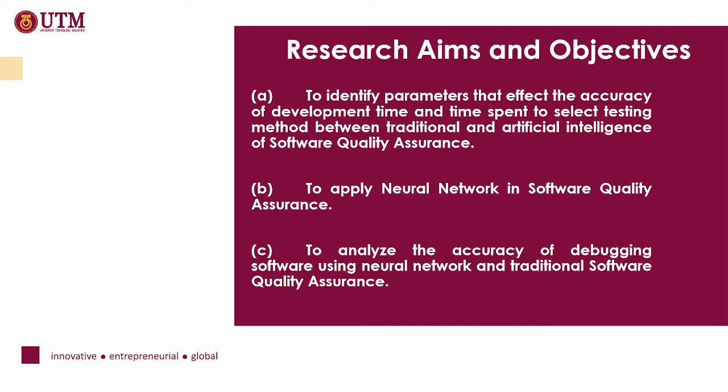So there are 3 things that I want to say. First of all, to identify the parameters. What kind of parameters affect the accuracy of the development time? So the time span. What kind of testing method, between the traditional and artificial intelligence software quality assurance, we must choose by fast.